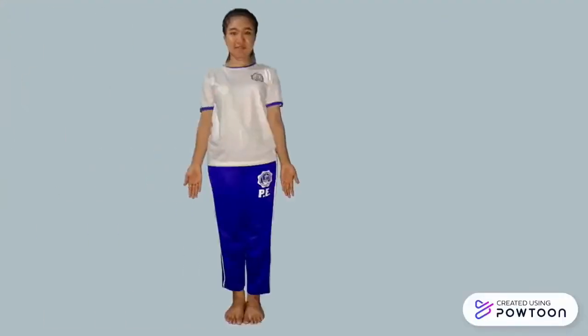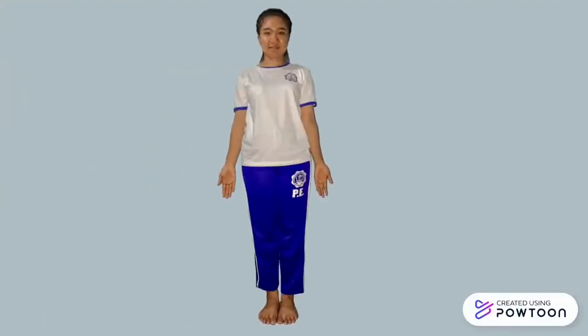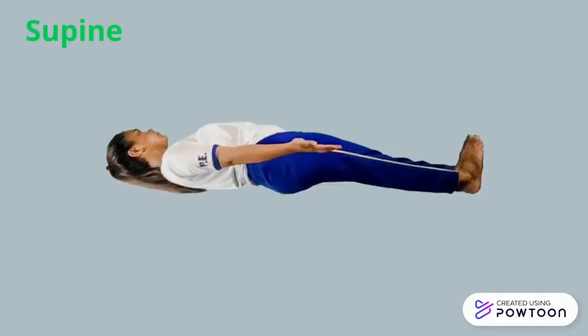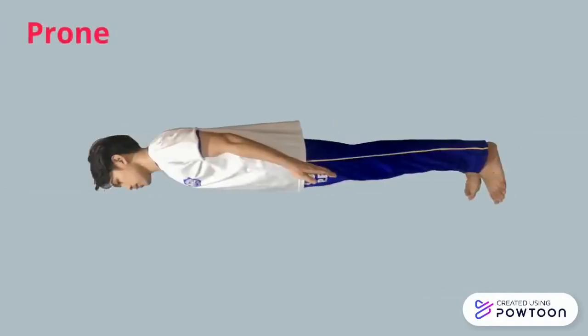Before we proceed, take a look at the woman's body in this position. In this image, she is now standing upright, arms at side, palms facing forward, and feet together. We call this the anatomical position of the human body. Other terms are supine and prone. When we refer to a supine position, the subject is lying face upward. If the patient is in prone position, the subject is lying face downward.